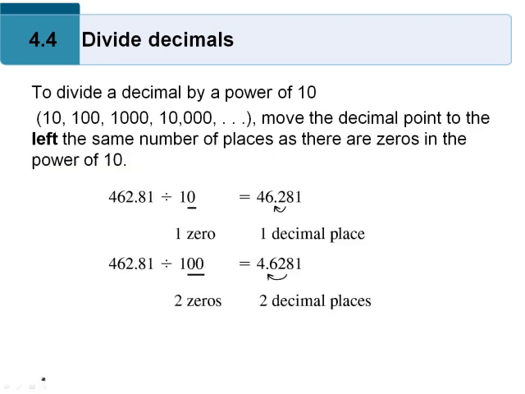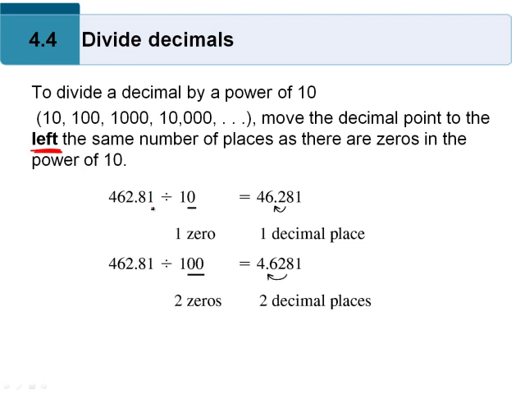Okay, now the next objective is to look at how to divide decimals by a power of 10. In the last section, in section 4.3, we learned that when you multiply decimals by a power of 10, you move the decimal point to the right the same number of places as the zeros. Well, think about this. If multiplying moves to the right, then dividing would move to the left, right? Because when you divide things, it's getting smaller. You're splitting it up, okay? So you have to move the decimal point to the left the same number of places as there are zeros in your power of 10.